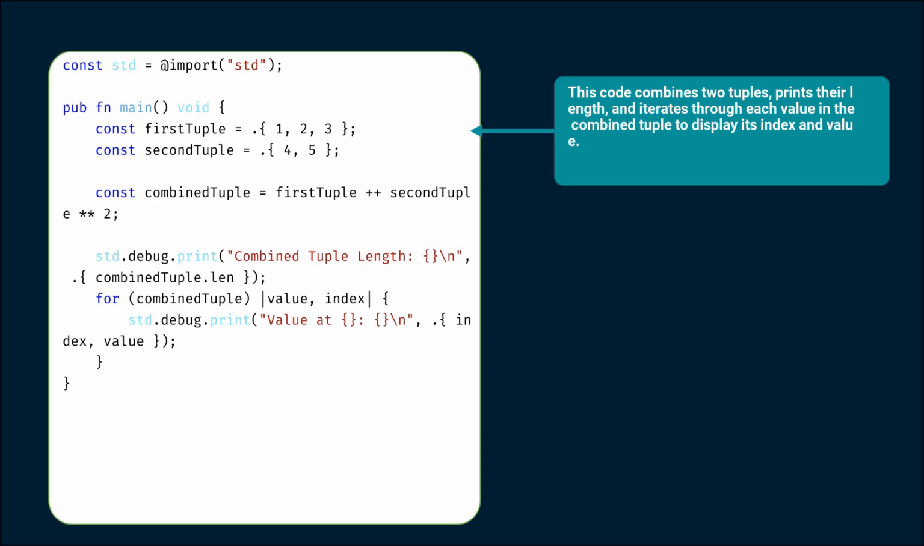The result is a combined tuple that contains all elements from the first tuple followed by 2 instances of the second tuple, showcasing the flexibility of tuples. We can easily access the length of this resulting tuple using the len property, which provides an efficient means to understand its size. Additionally, we loop through the combined tuple, printing each value alongside its index, which reinforces the tuple's ability to provide indexed access similar to arrays. This example effectively demonstrates how tuples in Zig can be leveraged for dynamic data manipulation.